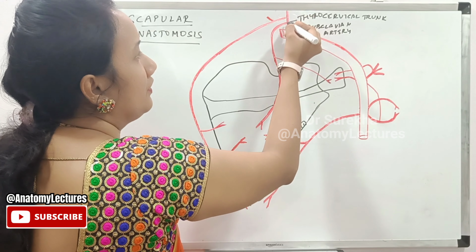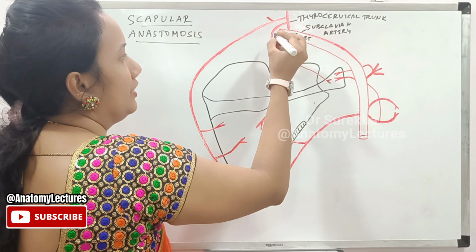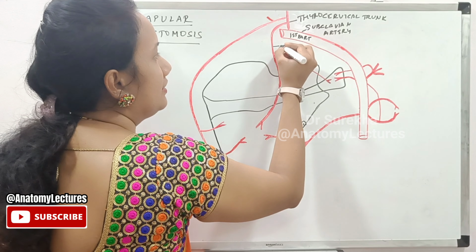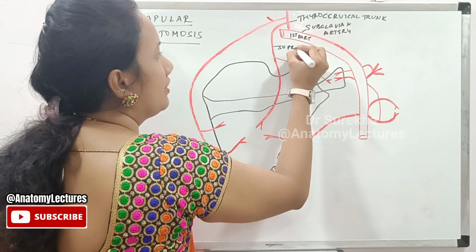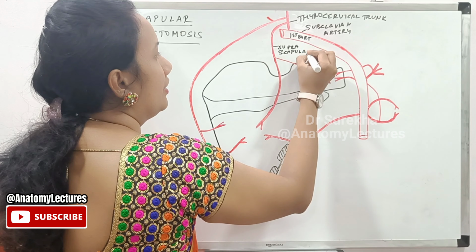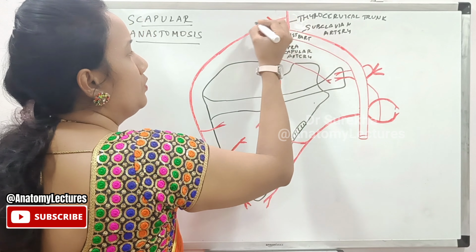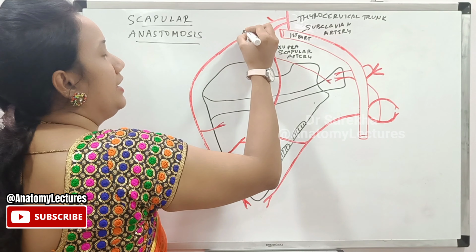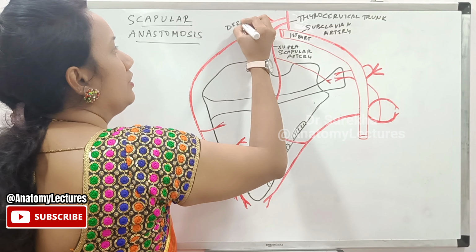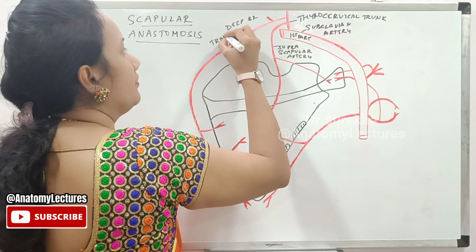Now this thyrocervical trunk, if you see carefully, it is giving off two branches. This one is the suprascapular artery, and this one is the deep branch of transverse cervical artery.